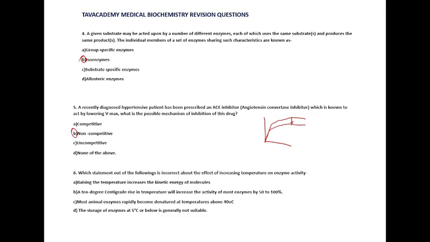Question 6 says, which statement out of the following is incorrect about the effect of increasing temperature on enzyme activity? The answer is, the storage of enzymes at 5 degrees Celsius or below is generally not suitable. That's false. That's incorrect.